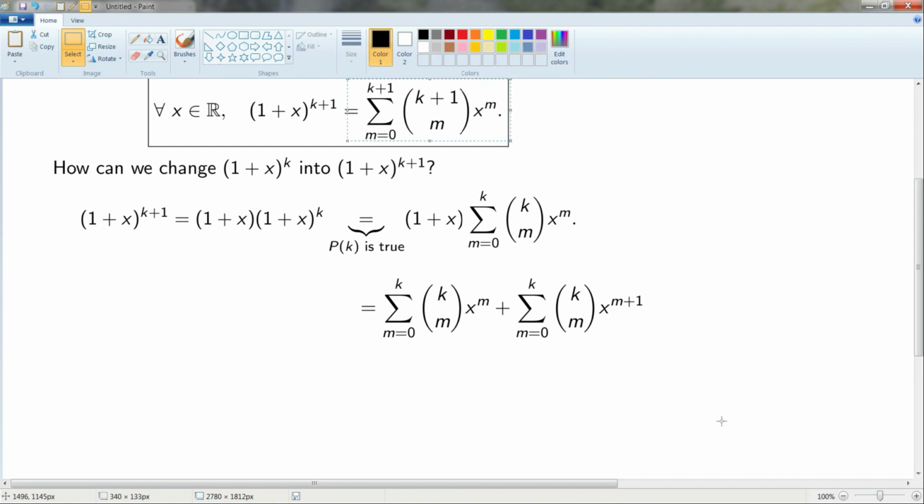So now I ultimately need to rewrite this expression again as this expression over here. How can I do that? Well, I need to somehow change this k to a k plus 1, and I need to somehow combine these two sums together to get this expression over here.